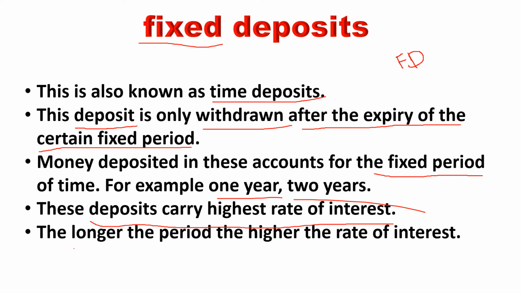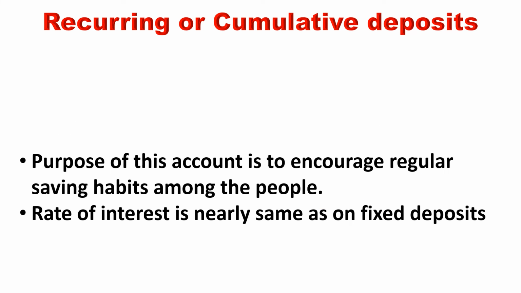जितना ज़्यादा period के लिए आप amount fix करेंगे fixed deposit में, the higher the rate of interest bank is going to pay for your deposits. इसी का ही एक part है recurring deposit और cumulative deposit. जैसा कि name है recurring. Recurring means again and again, reoccur हो रहा है.